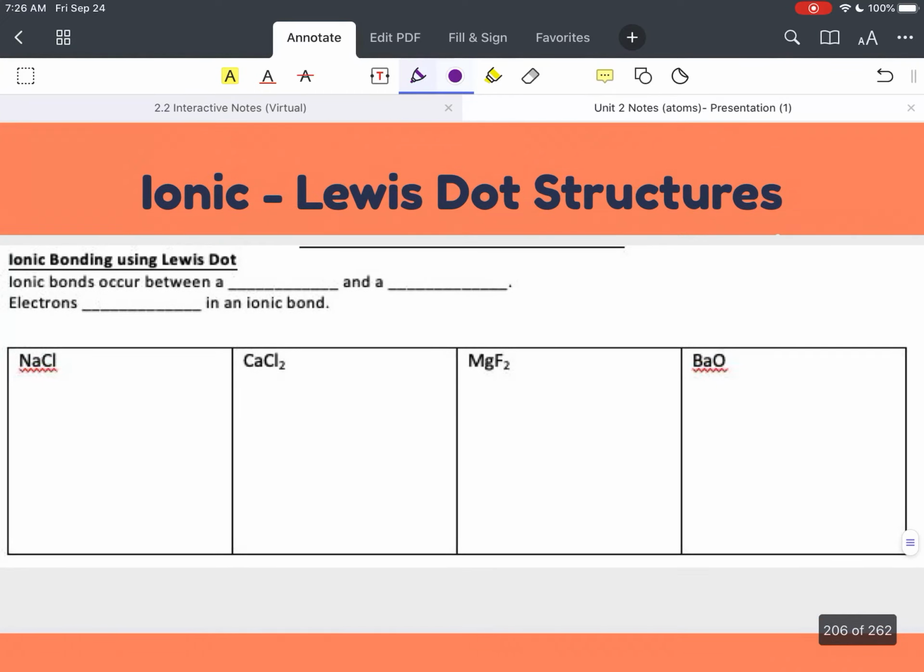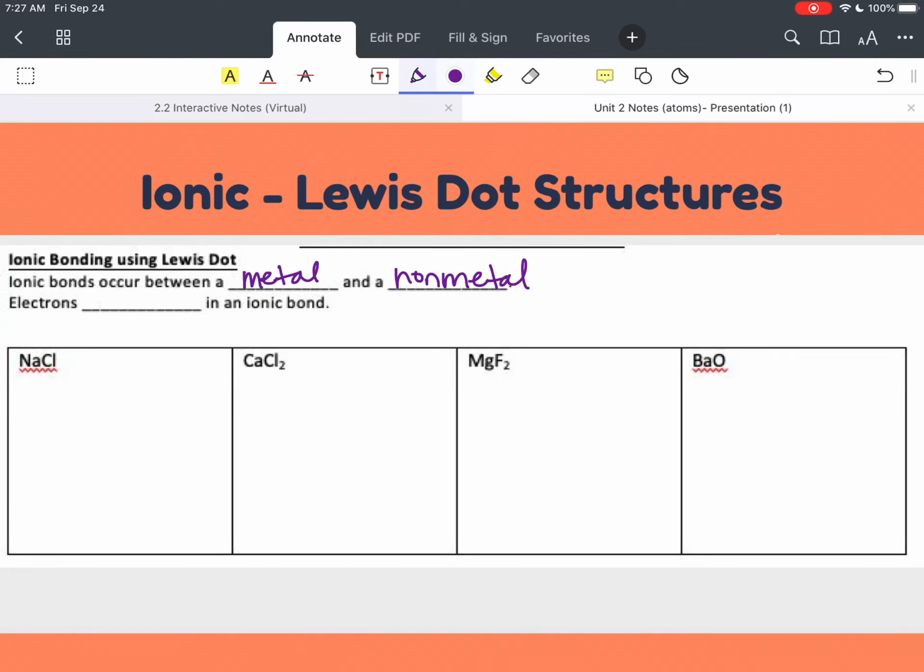So we're going to look at ionic first because the way that we draw them is a little bit different. So you have to distinguish, is this ionic or is this covalent before you start to draw? Remember, an ionic bond occurs between a metal and a non-metal. If you look at the periodic table, you can see we have the little stair step that kind of runs down the right side. Everything to the left of that is metals. Everything to the right of that stair step are non-metals.